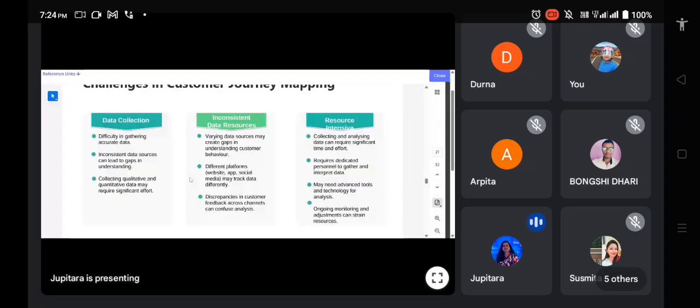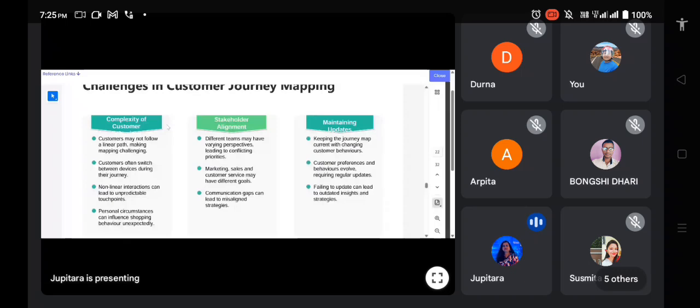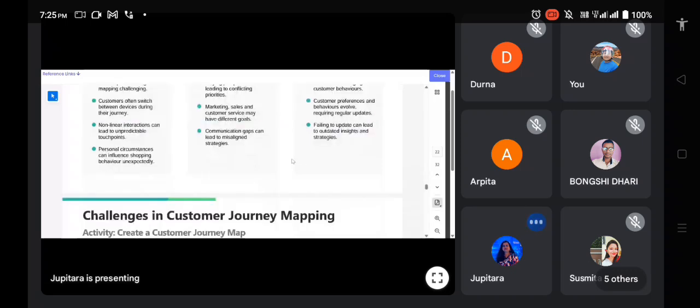You might also look into the challenges in creating customer journey mapping: data collection, inconsistent data resources, resource intensive, then complexity of customer behavior, stakeholder alignment, maintaining updates. All these need to be taken into consideration.